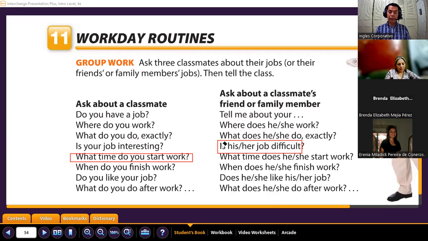Delia, what time do you start work? I start work at 7:30 a.m. What time does Delia start work? She starts at 7 a.m.